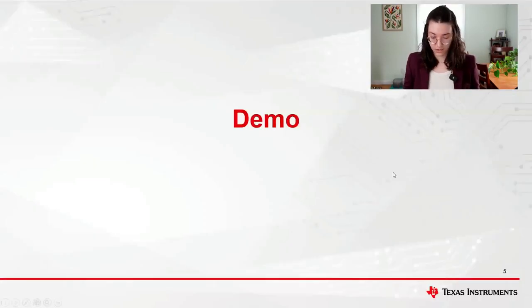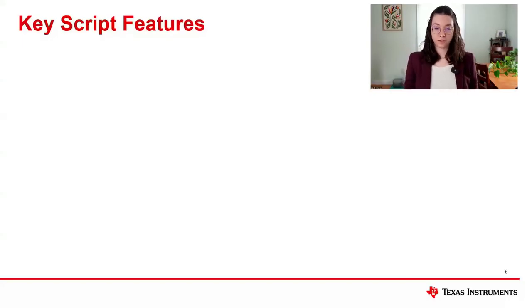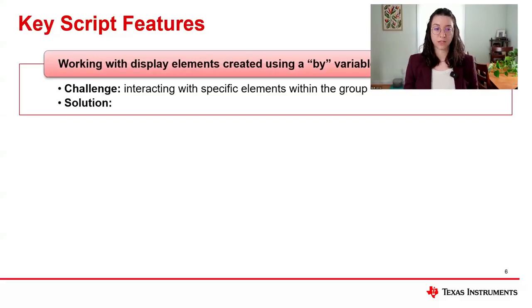So moving back to my slideshow, rather than step through the entire script for this tool, it's quite extensive, so I'm going to focus on 3 distinct features that I think really bring it all together and make it possible. First is when you're working with display elements created using a by variable, that can get complicated to work with, trying to interact with specific elements within the group. So this would be like my list of distributions by recipe. How do I select which one I want to interact with?